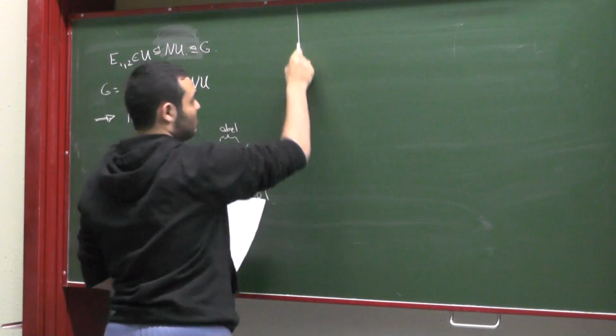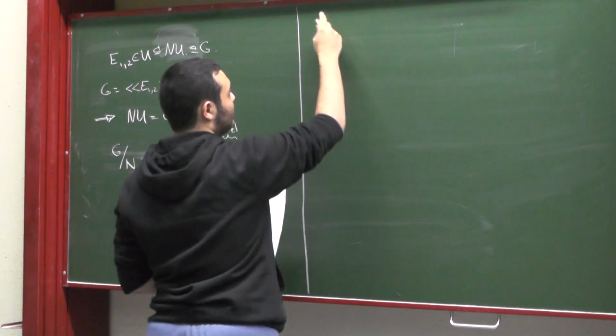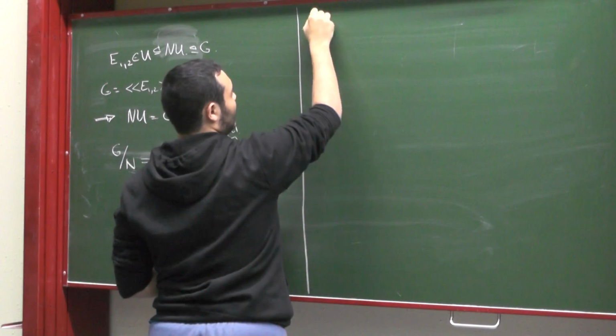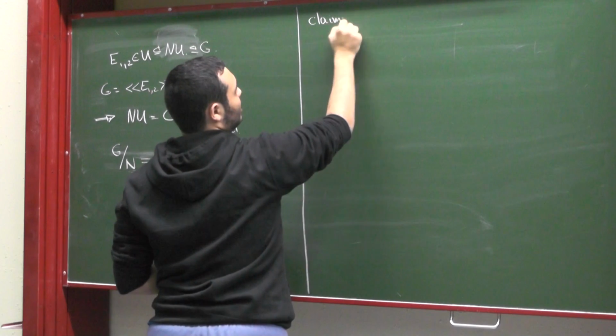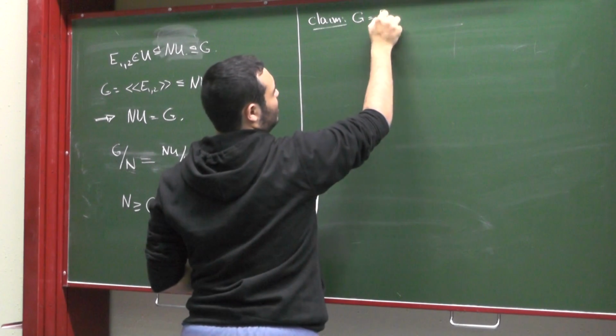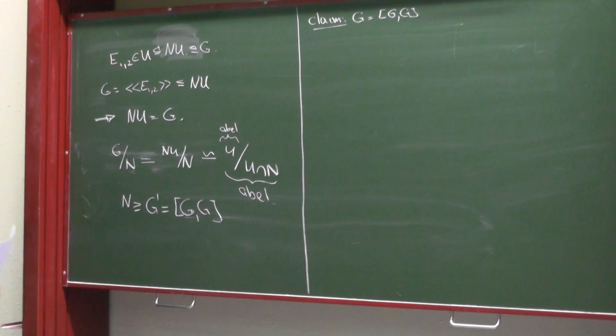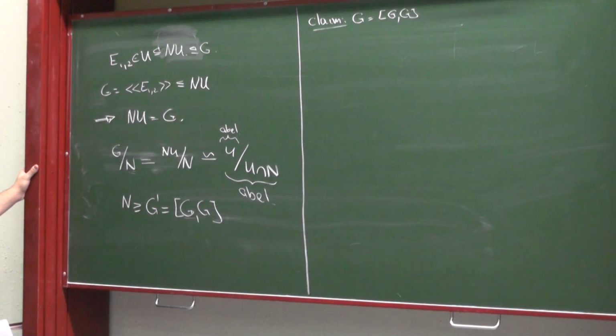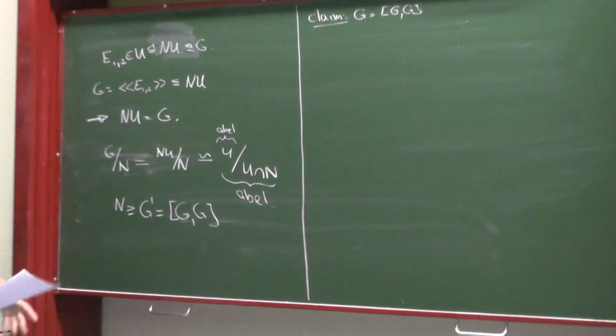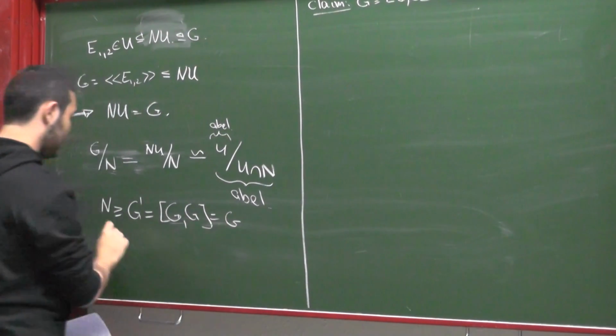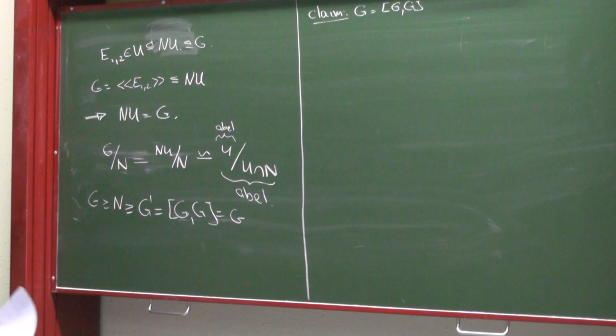So it's enough to prove now. So claim: G is the commutator of G with itself. Okay? So if we see that, then any sandwich between two G's must be G itself. Alright, so let's show it. I have another.